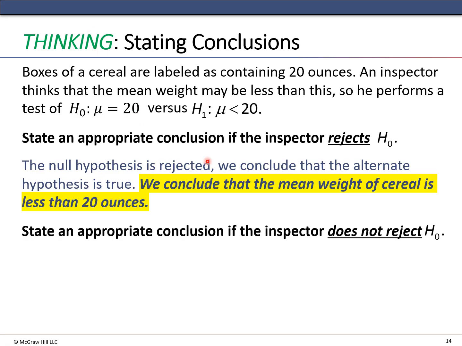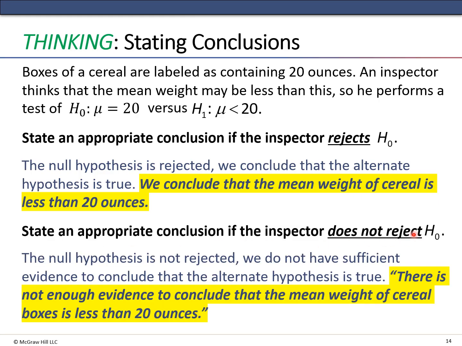Again, what we're doing here, if we reject the null, no matter what we do, we're talking about the alternative. Since we've rejected the null, we're concluding the alternative is true. If we don't reject the null, again, notice that our conclusion is not about the null, it's about the alternative. And here we just state there's not enough evidence to conclude that the mean weight of cereal boxes is less than 20 ounces.